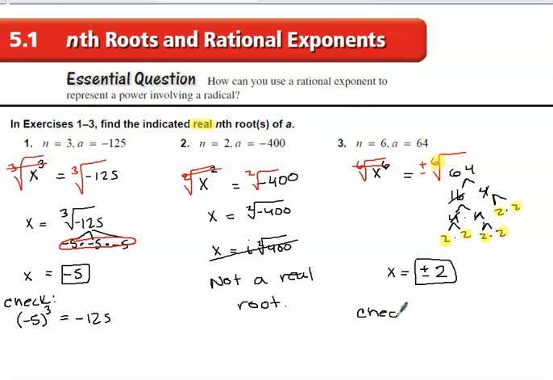And to think about checking it, what we're looking for is the number that we raised to the power of 6 to get 64. So our claim is that 2 would work. And also we are saying that negative 2 would work. Sure enough, if we punch both of those into our calculator, we will get 64.